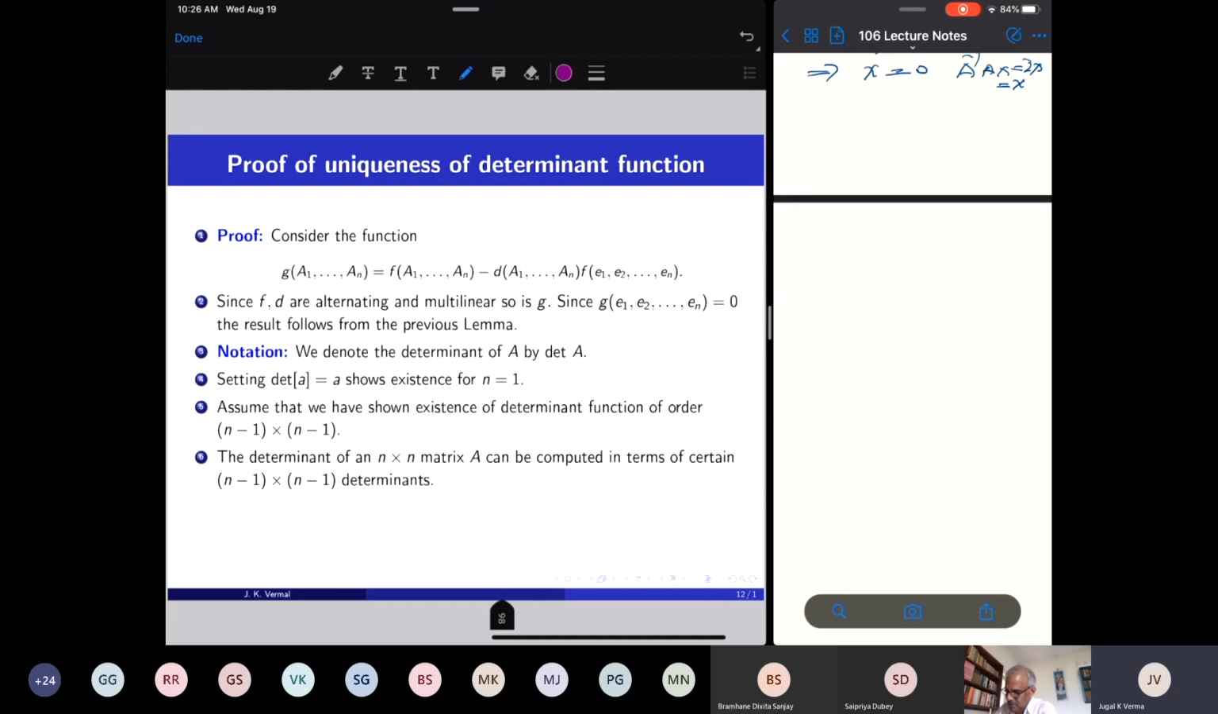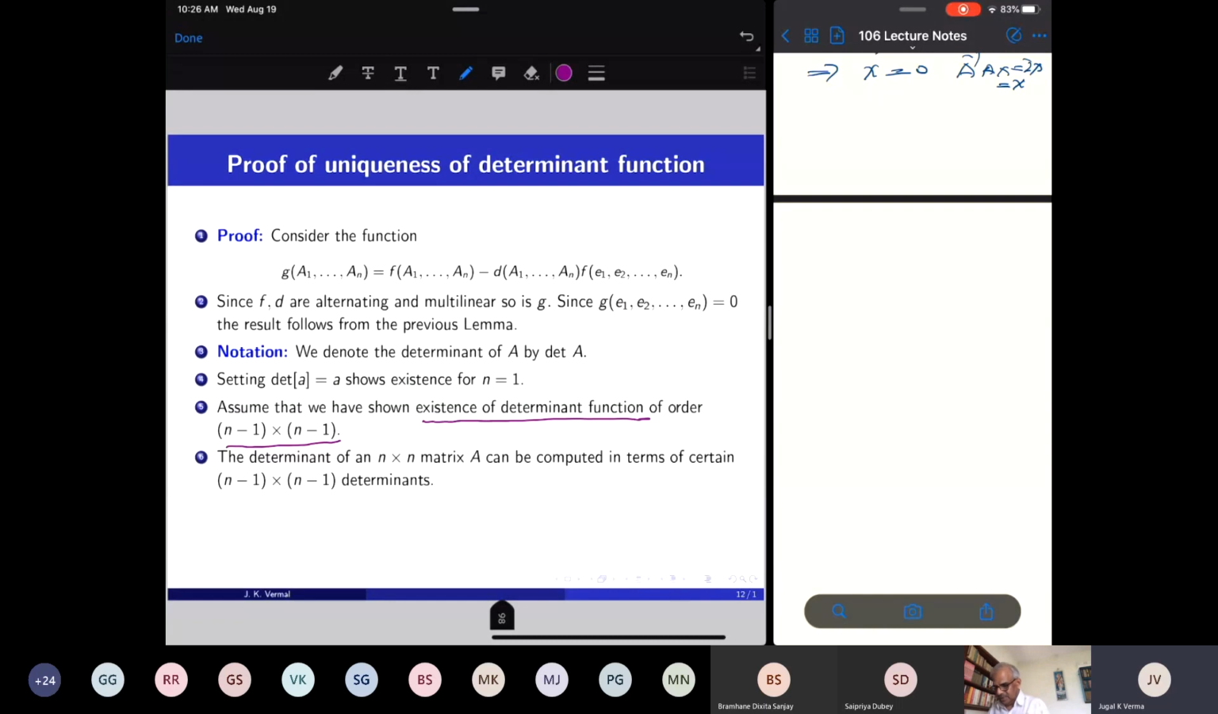So we are going to now apply induction on the number of rows of a square matrix to prove that a determinant function exists. So we can assume existence of a determinant function of order n minus 1 by n minus 1.